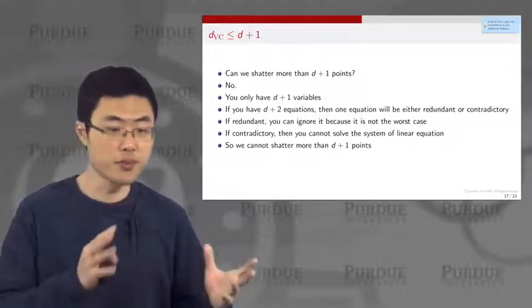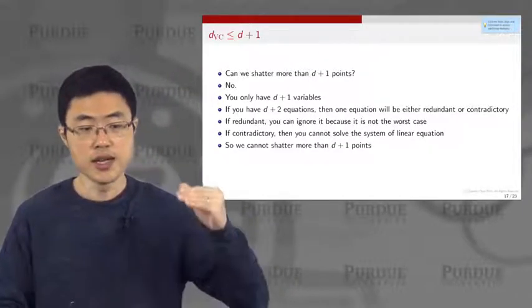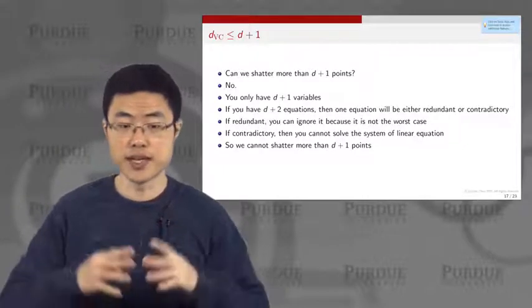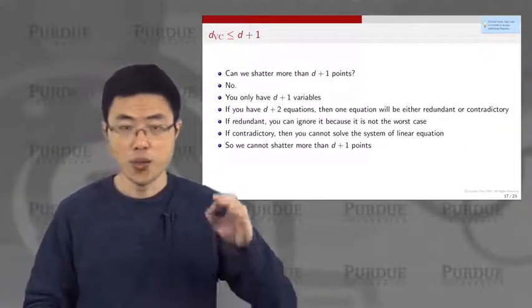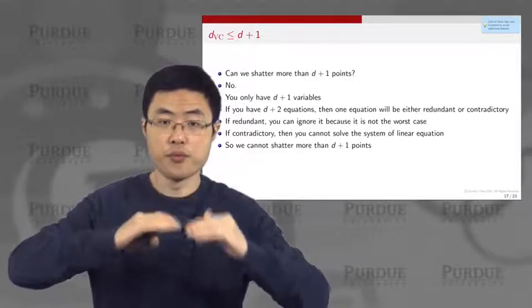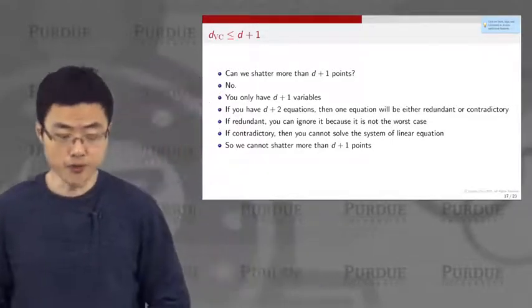So let me just summarize what was happening here. If you have more than D+1 data points, let's say D+2 data points, what will happen to your equation is that you will have one more line of equations.